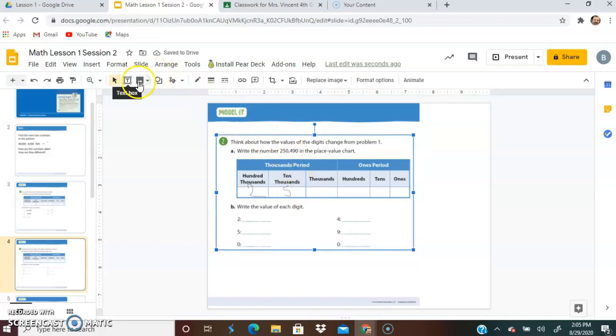There's a 0 in the thousands place. In the hundreds, there is a 4.